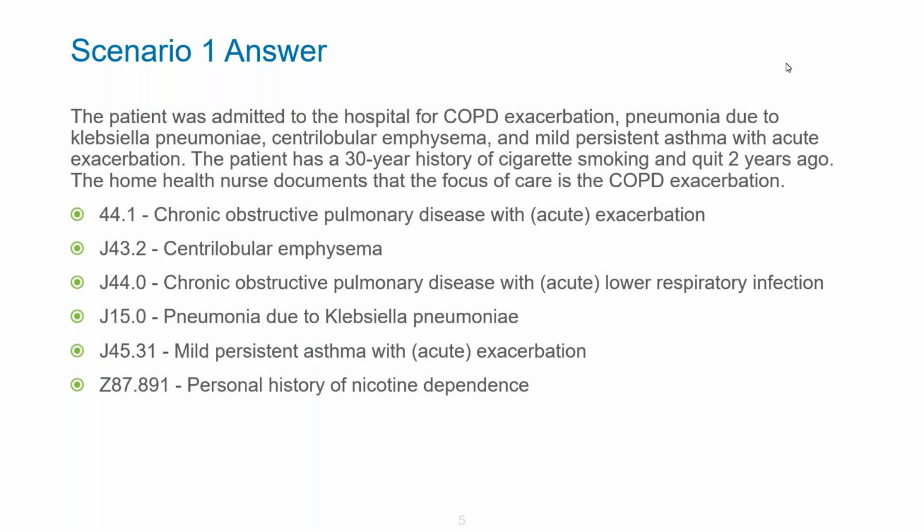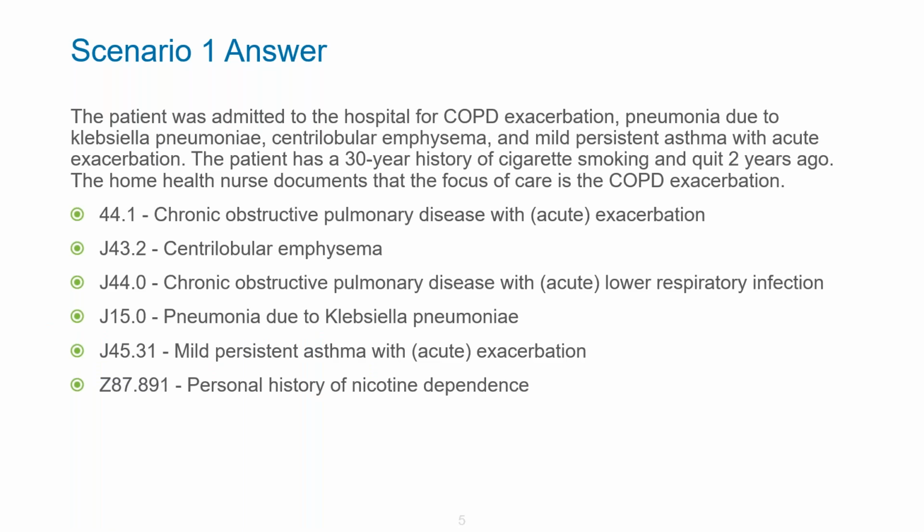So basically with this, the patient was admitted to the hospital with a COPD exacerbation. The scenario talks specifically about the COPD exacerbation as the focus of care. If the pneumonia was the focus of care, then we would code this differently, so you just have to keep that in mind. There is an option to sequence this differently based on the scenario. So we would code our COPD exacerbation first because that's the focus of care.